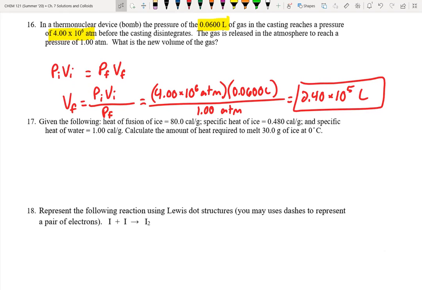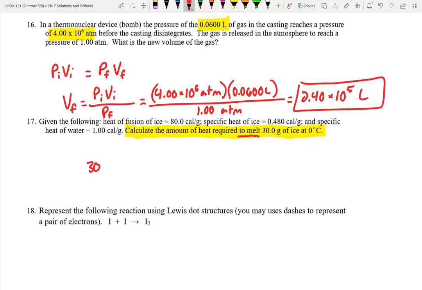All right, the next one is kind of, I don't know if trick question is the right word for this one, but it's trying to test to see if you know which numbers to use and which numbers to ignore. So it says, given the following, and then it gives you a bunch of numbers. It says, calculate the amount of heat required to melt 30 grams of ice at 0 degrees Celsius. So they're not talking about increasing temperature. They're just talking about the energy required to melt. Okay? But let's start out with what we know.